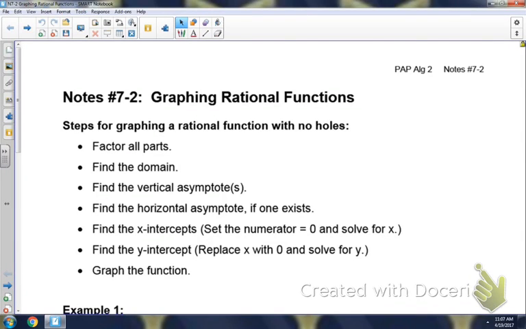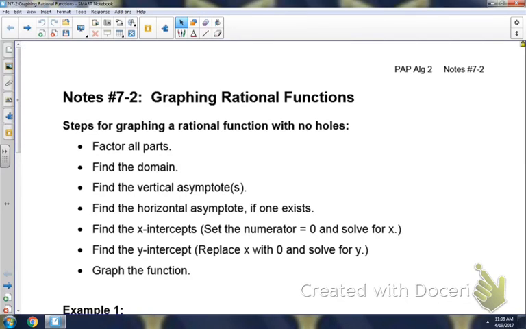All right, on note 7.2, we're going to get into graphing a rational function. So we'll be using what we talked about yesterday on horizontal and vertical asymptotes of a rational function. All right, so the steps for graphing a rational function with no holes. First step is always to factor all your parts.